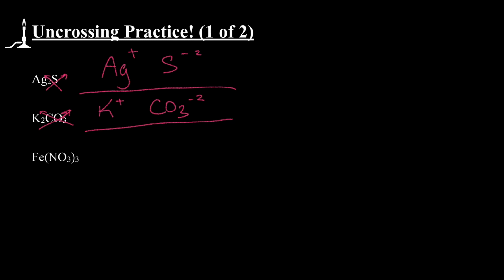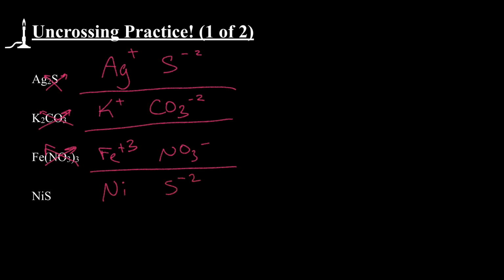Fe(NO3)3. Uncross them. That 3 came from the iron, so iron +3, NO3 -1. That's a polyatomic. And you're noticing when I uncross these, just like in the formula, the cation's always first, and then the anion. Always. NiS. Hey, there's no charges. They have to be the same charges. We know sulfur is -2, so that means the nickel is a positive 2.